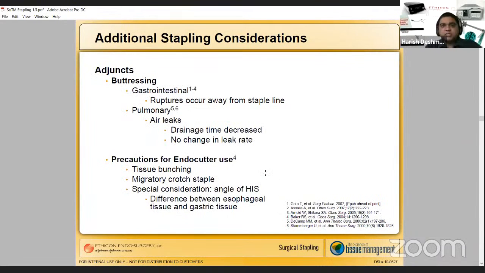Another additional thing considered in stapling is buttressing material, which was earlier used quite frequently. But after seeing the overall papers and other evidence, they have seen that there is no major difference when you use a buttressing material. It doesn't help in cases of leakage, whether in the gastrointestinal tract or in pulmonary cases where they use it for the bronchus. There is no specific benefit from it. Most surgeons who were using buttressing materials have stopped using them now. The clinical papers also show the same results.